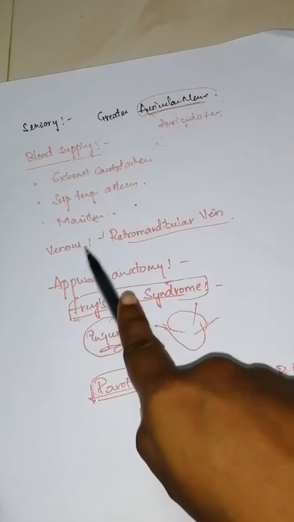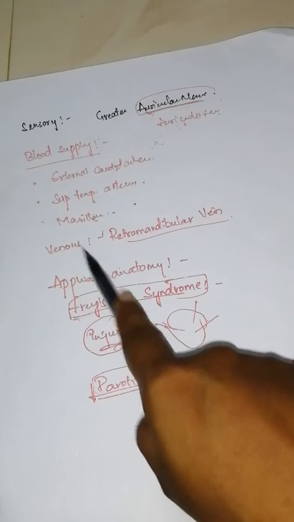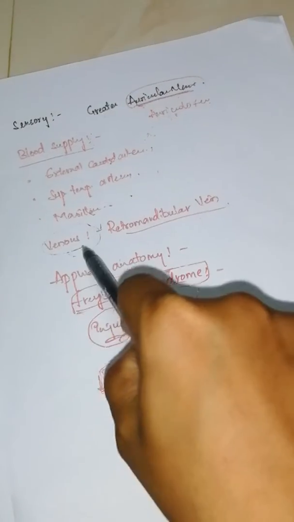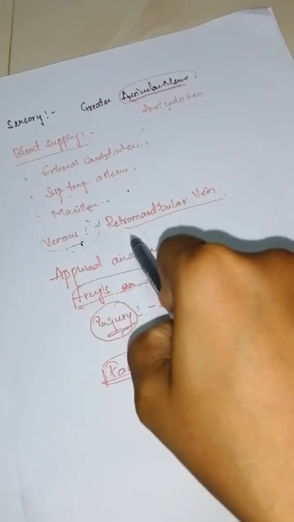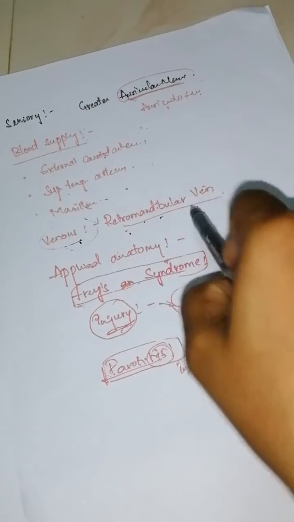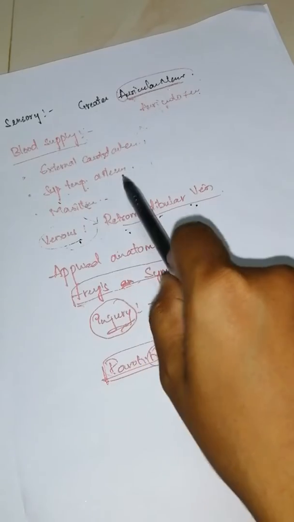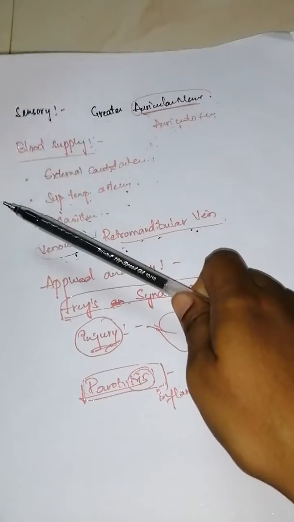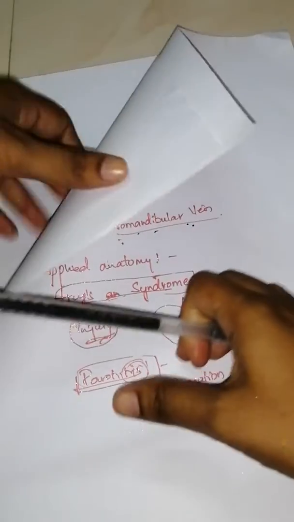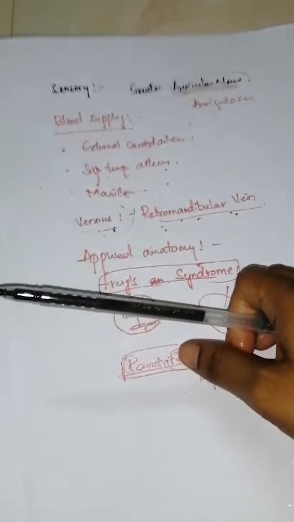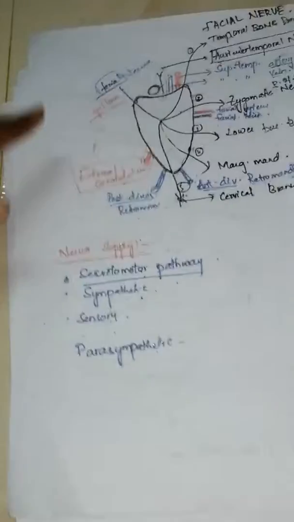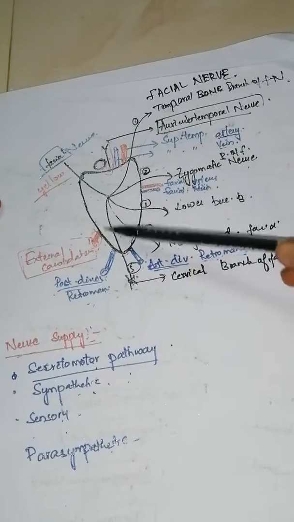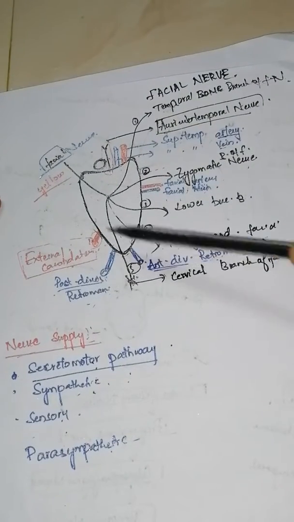And next is venous. What is the venous supply? We have discussed the arterial supply. Now we are going to discuss the venous, just mentioning them. Okay, retromandibular vein, we have drawn this. Superficial temporal artery also we have drawn in that diagram. External carotid artery also we have drawn in that diagram. Okay, I'm just showing that picture again. See, just memorize these structures carefully.